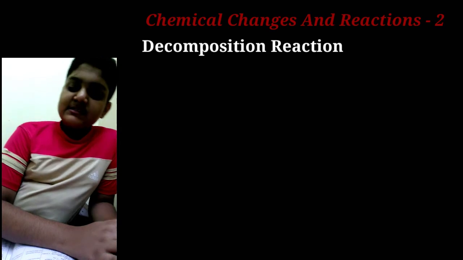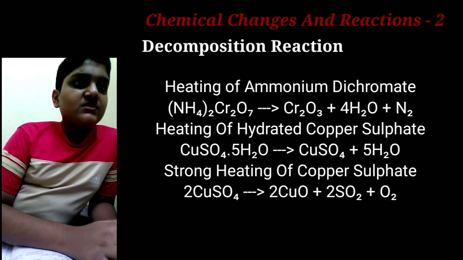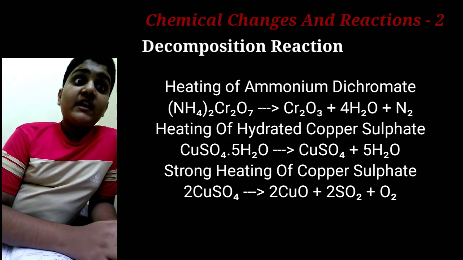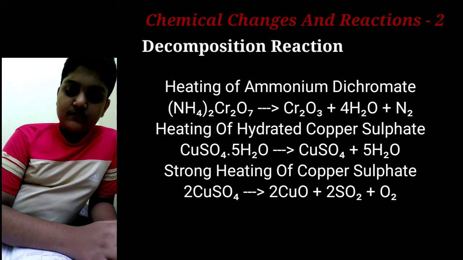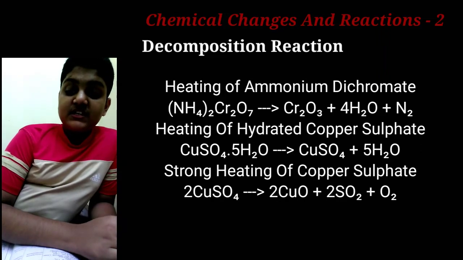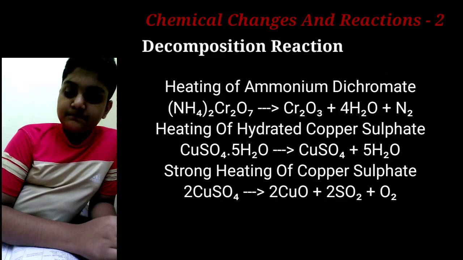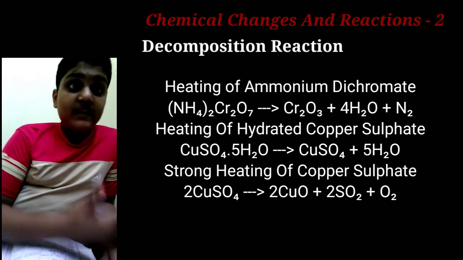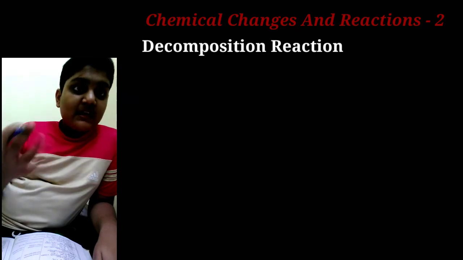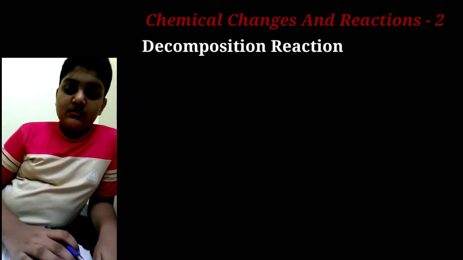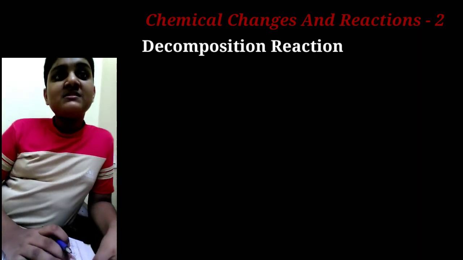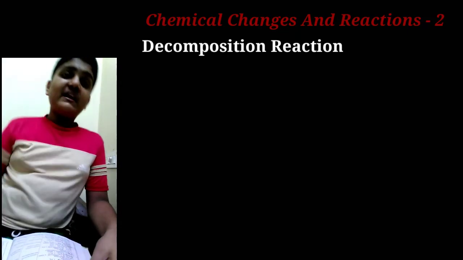Then next is heating of ammonium dichromate. What is the formula of dichromate? Cr2O7, valency is 2 minus, so (NH4)2Cr2O7. Ammonium dichromate is an orange compound; on heating it decomposes violently with flashes of light. The products are chromic oxide plus water plus nitrogen.